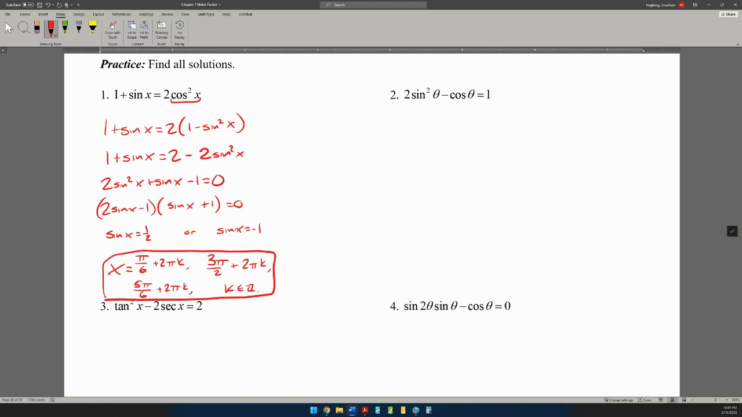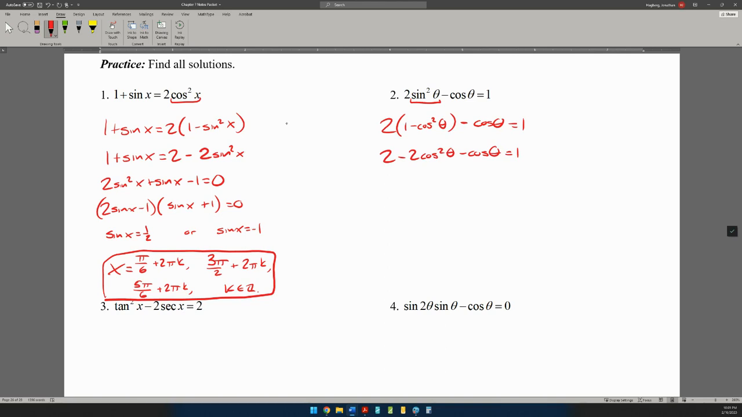All right, so number 2, here we have 2 sine squared of theta minus cosine. Let's go ahead and make that substitution for sine theta this time. So 2 times the quantity 1 minus the cosine squared of theta, minus cosine theta is equal to 1. And then distributing, 2 minus 2 cosine squared minus cosine is equal to 1.